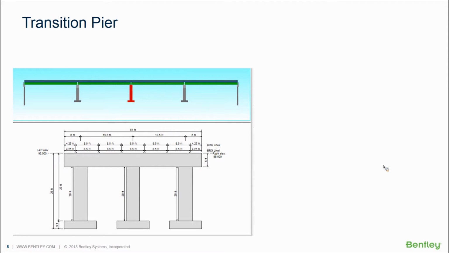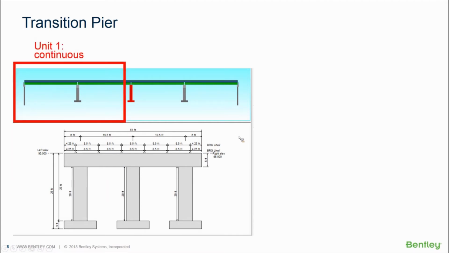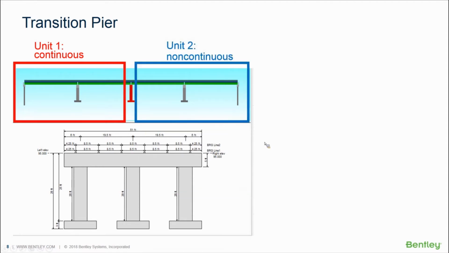Transition pier. So what is a transition pier? Simply put, a transition pier is a pier connecting two thermal units. This feature goes hand in hand with the multiple units. In this particular example, you can see here the unit 1 is a 2-span continuous unit, and the unit 2 is a 2-span non-continuous unit. So the bent number 3 here is a transition pier connecting unit 1 and unit 2.